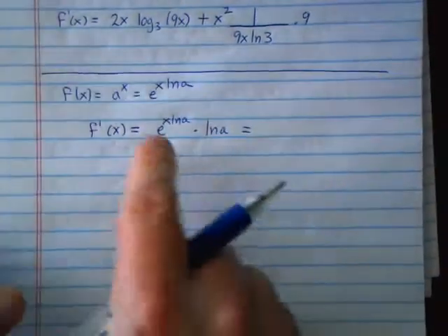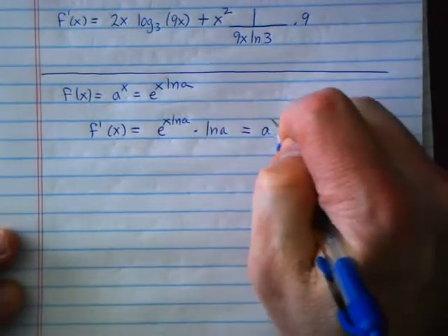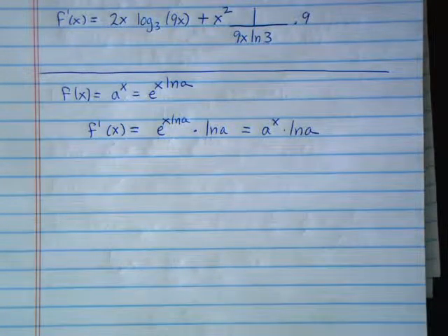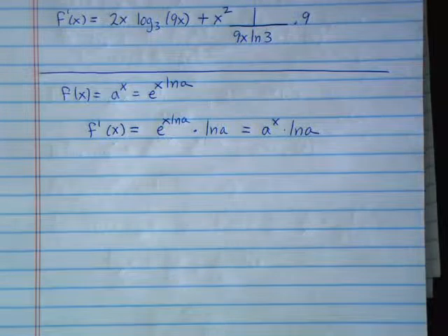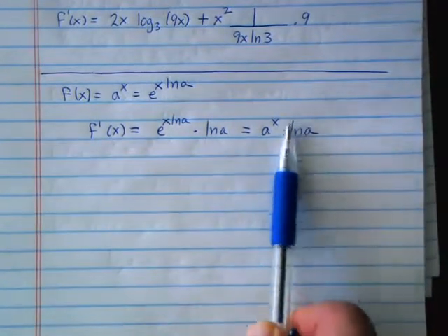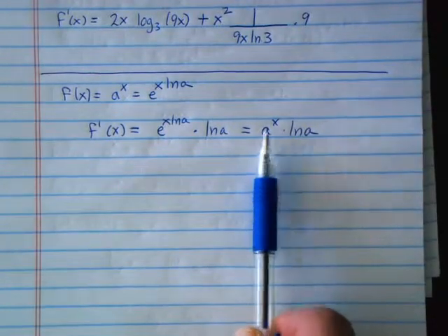But now we use the fact that e to the x ln a was just a fancy way of writing a to the x. So the derivative of a to the x is a to the x ln a, just like the derivative of e to the x was e to the x ln of e. But we didn't write ln of e because ln of e is the number 1. So the derivative of a to the x is a to the x, except you have this little correction factor because we're not dealing with e to the x.